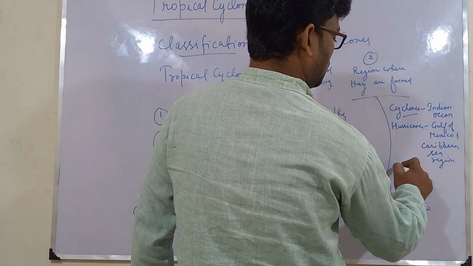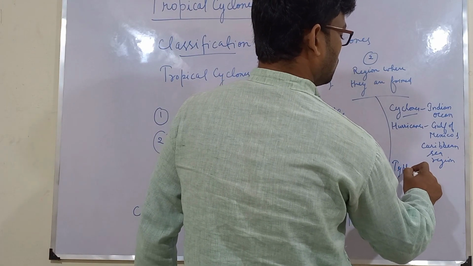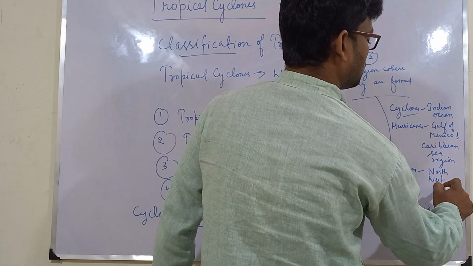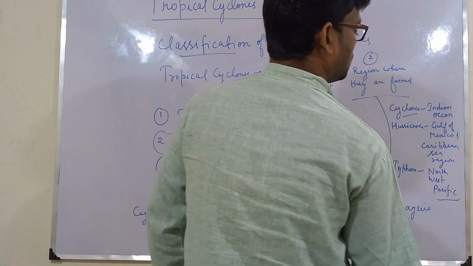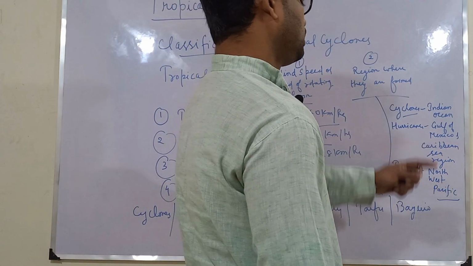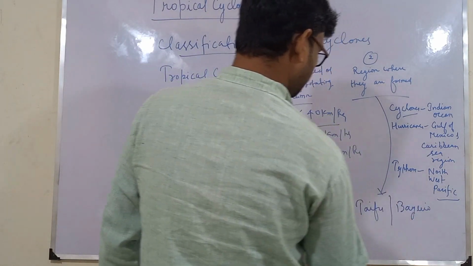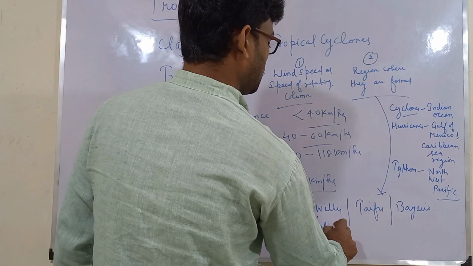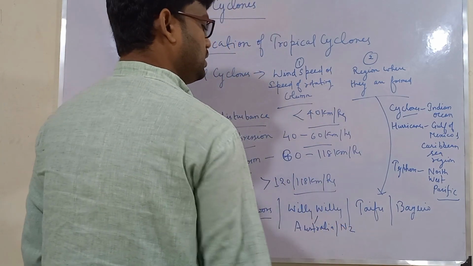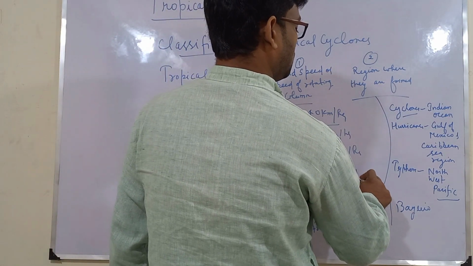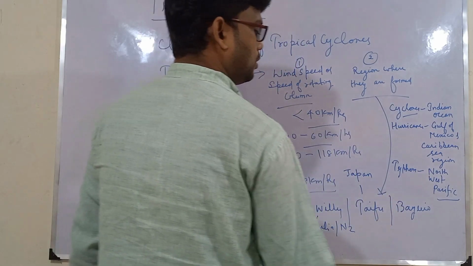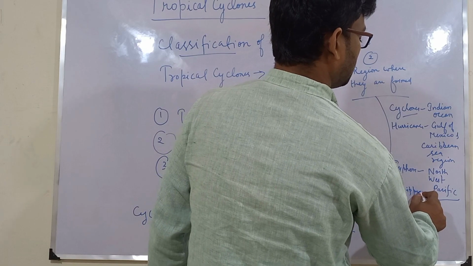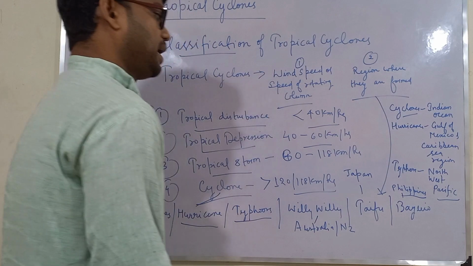We call them typhoons when they are formed in the Northwest Pacific region. In the Australia and New Zealand region, these are known as Willy Willy. In the Japan region, they are known as typhoon, while in the Philippines, these are known as Baguio.